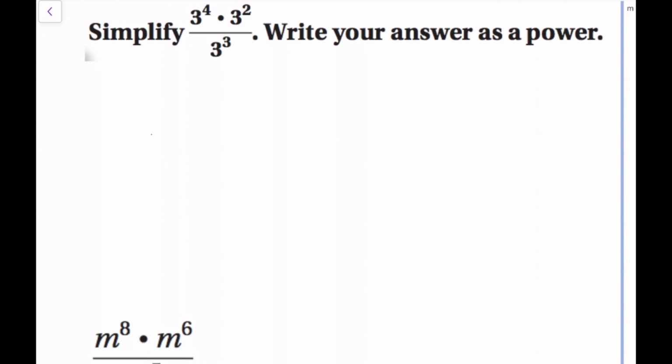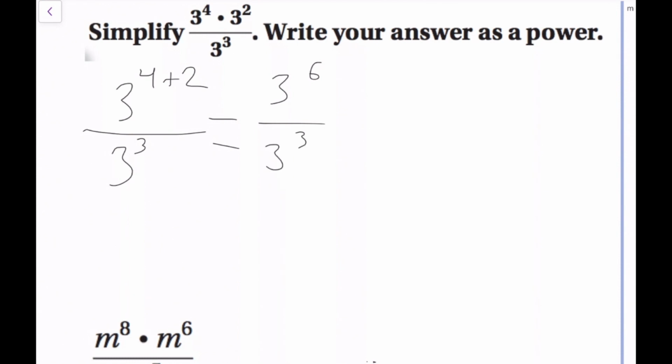So the first way that I would do this is I would just simplify the top first and then simplify this fraction. So we know that if I multiply 3 to the 4th power times 3 to the 2nd power, well, these have the same base, so that means I can just add these exponents. So I can rewrite the top as 3 to the 4 plus 2, because once again, same base means I can add the exponents. And then this is all over 3 to the 3rd power. Okay, so now I'm going to simplify this. 4 plus 2 is 6, so this is 3 to the 6th power over 3 to the 3rd power.